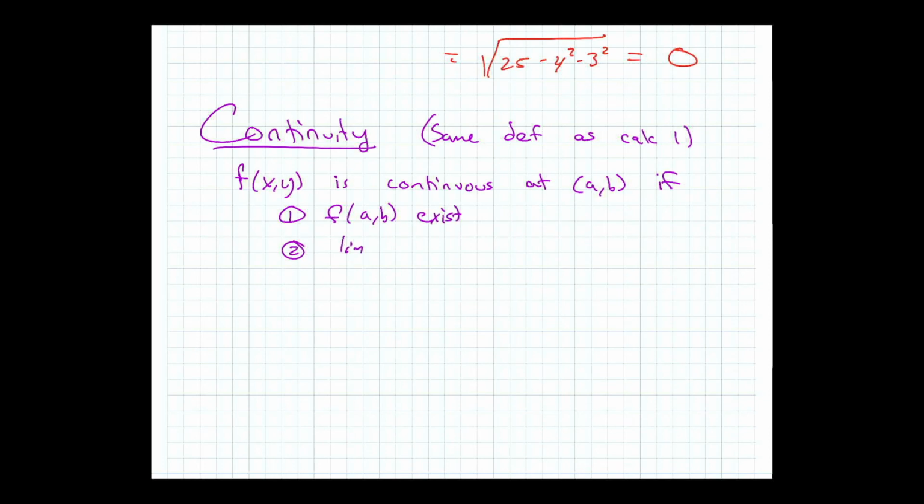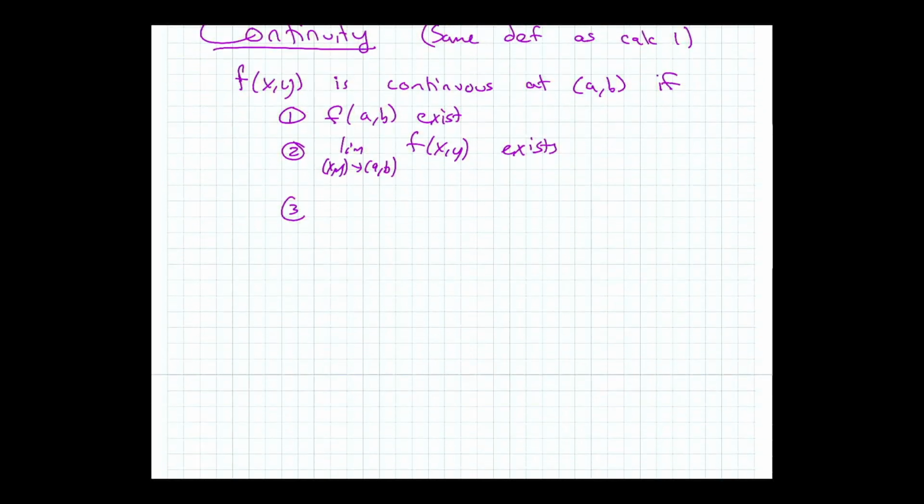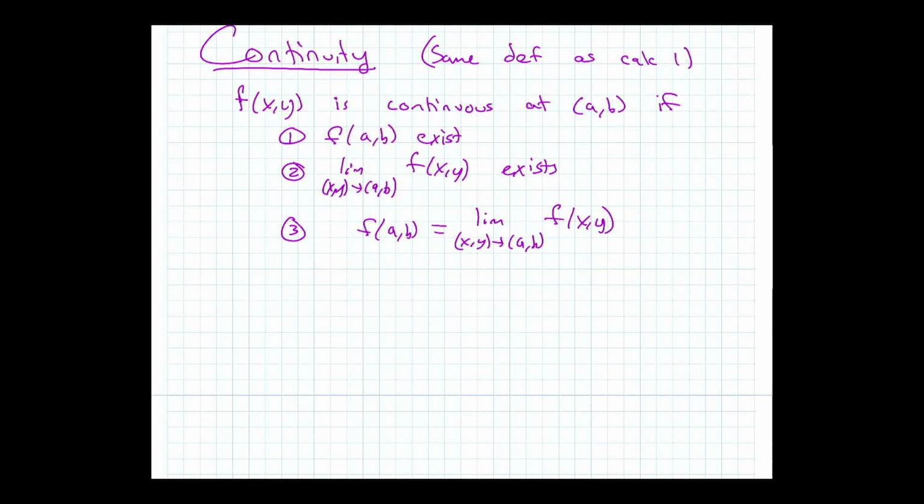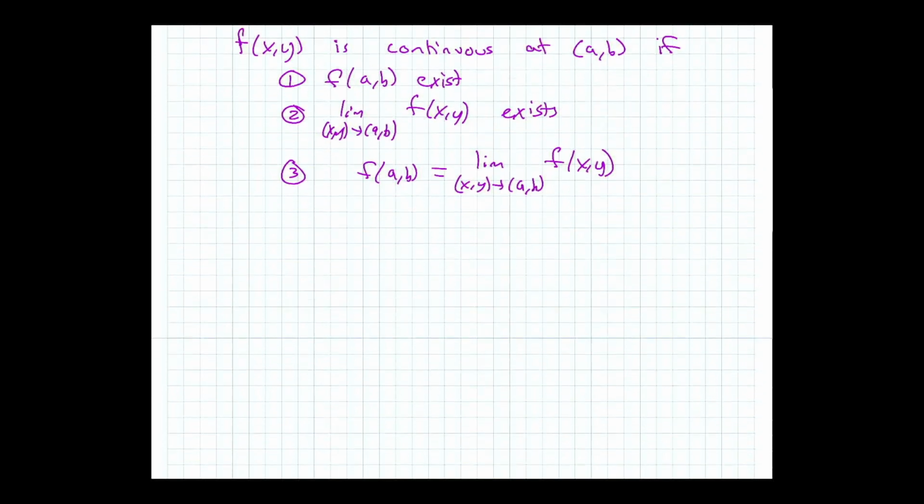You need the limit as (x,y) approaches (a,b) to exist. And then those two things need to be equal. So f(a,b) actually needs to be the limit as (x,y) approaches (a,b) of f(x,y), right? And that's exactly the same definition of continuity that you have in a Calculus 1 course. So, I mean, there's not really a lot to do.